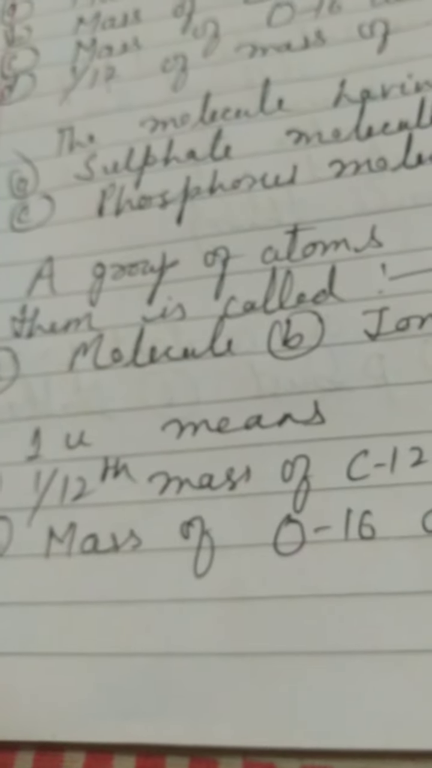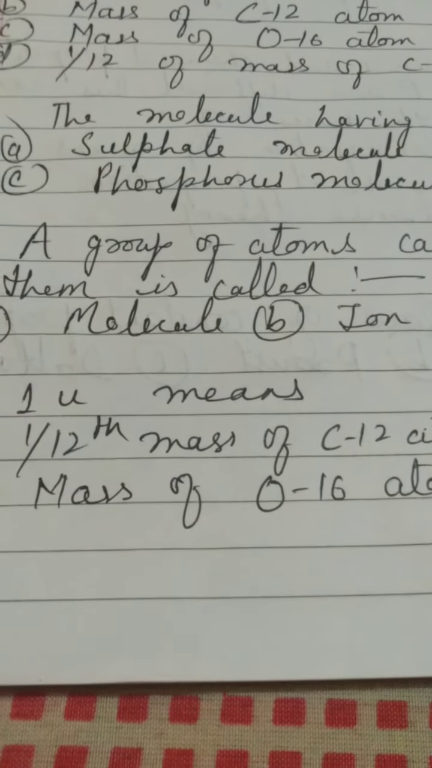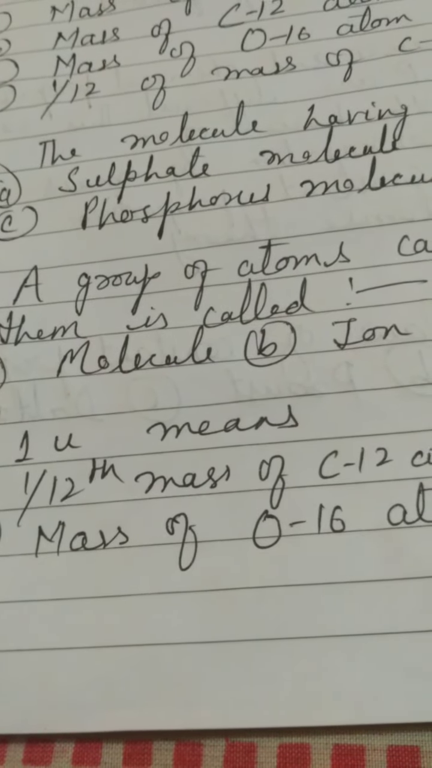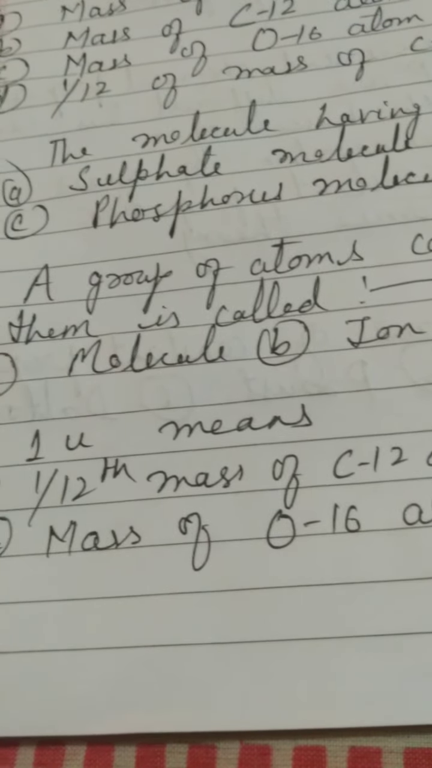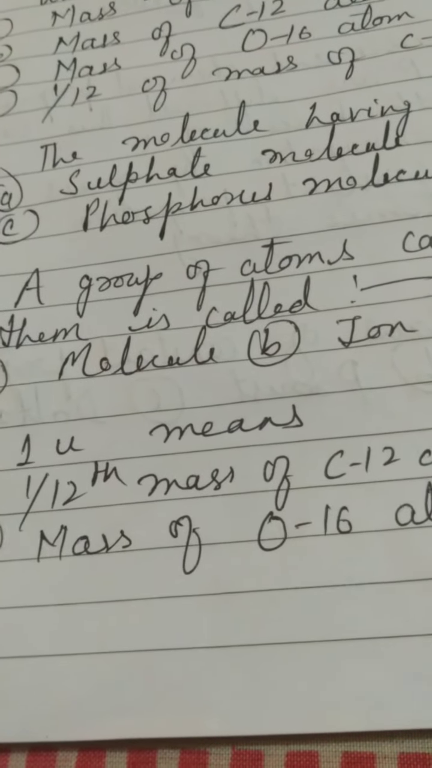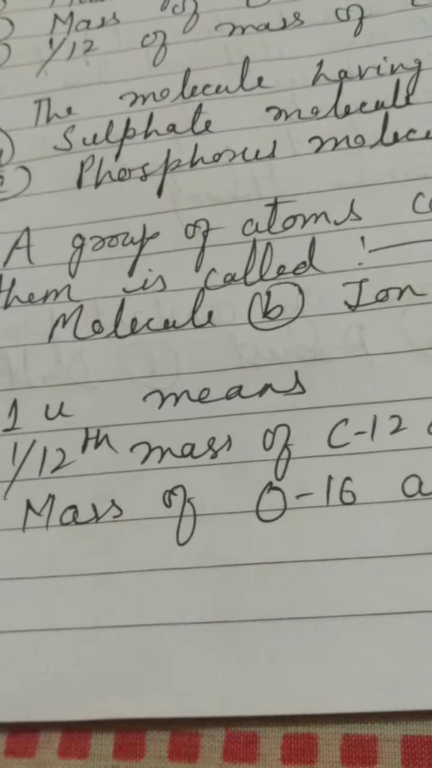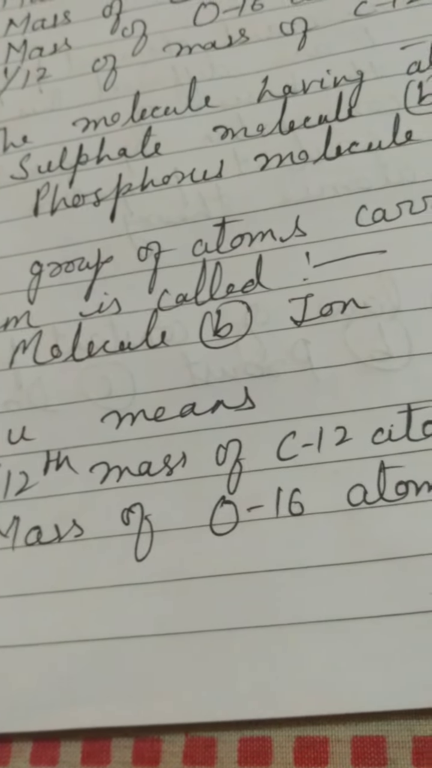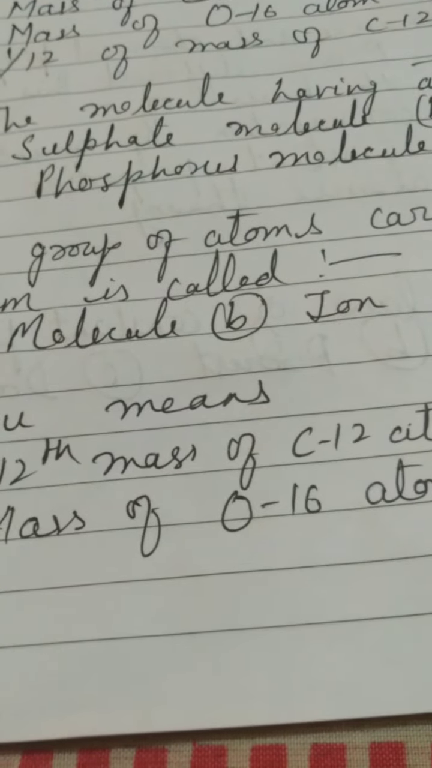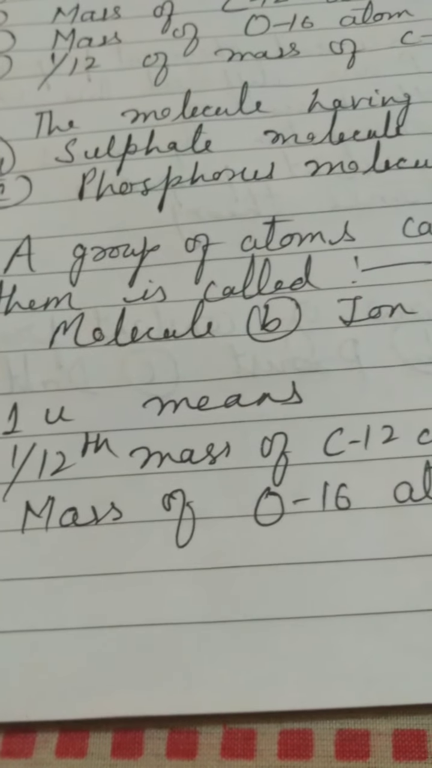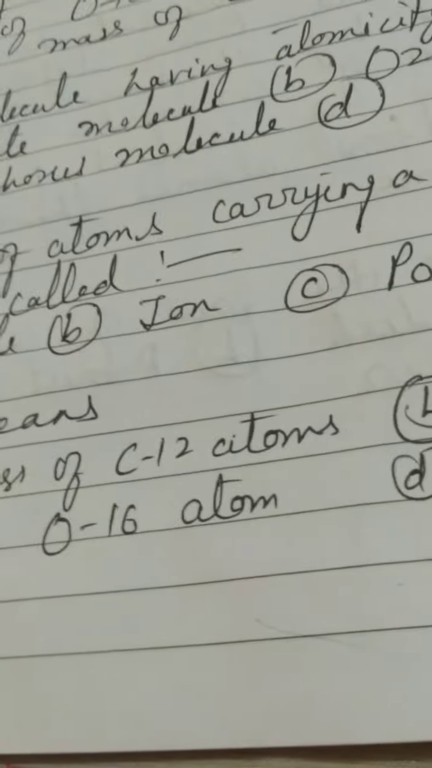Question number 17. A group of atoms carrying a fixed charge on them is called, fixed charge means what? Ions have a fixed charge over them, but here it is a group of atoms. So there is a little difference between an ion and a group of atoms which are having a charge. Ions are just monoatomic, like sodium ion, chloride ion, oxide ion, potassium ion, etc. But a group of atoms like sulfate ion, carbonate ion, nitrate ion, they have more than one atom, and overall the charge is either plus or minus. Ammonium ion, which has the plus charge, so they will be polyatomic ions, children.